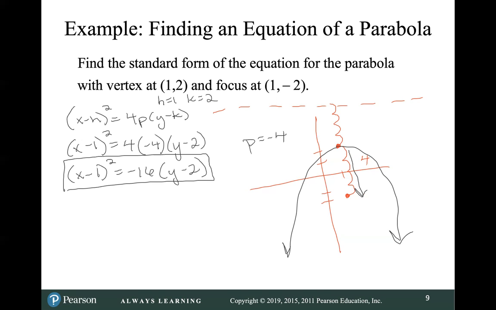So again, just find h, k, and p in order to solve this parabola. Drawing a picture is very important. You should have a picture for every single one of these that you're calculating.